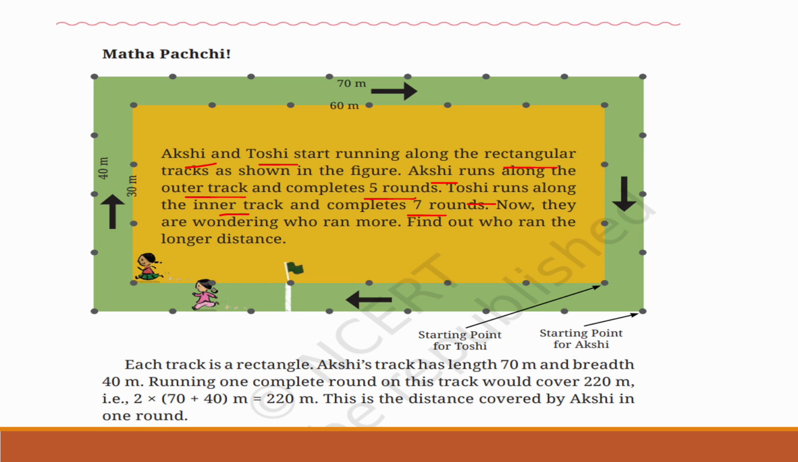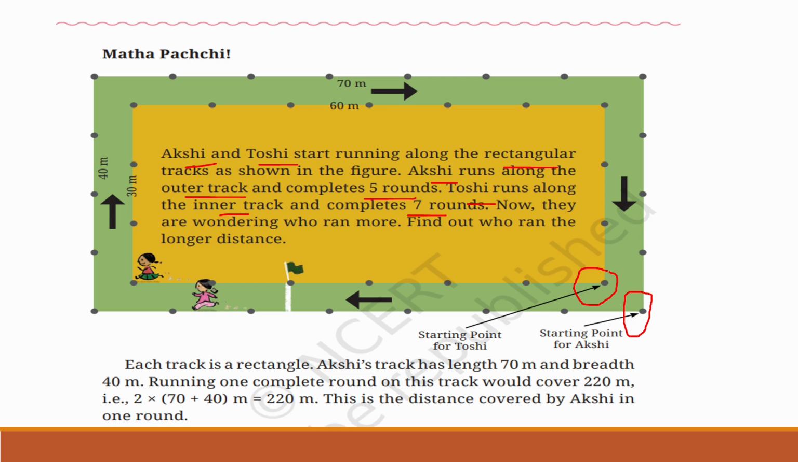So Akshi and Toshi start running along the rectangular tracks. See this figure. Akshi runs along the outer track. See, this is the starting point for Akshi. She runs along the outer track. She completes 5 rounds. What about Toshi? Toshi runs along the inner track. See, this is the starting point for Toshi. Toshi completes how many rounds? 7 rounds. And now they are wondering who ran more. Find out who ran the longer distance.